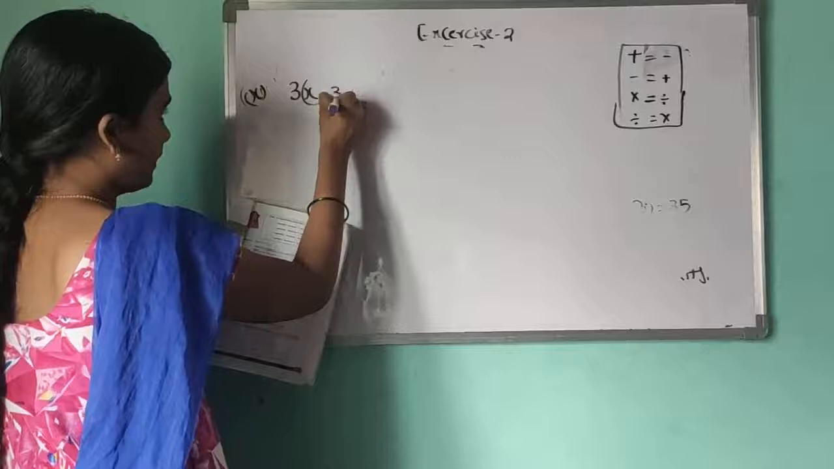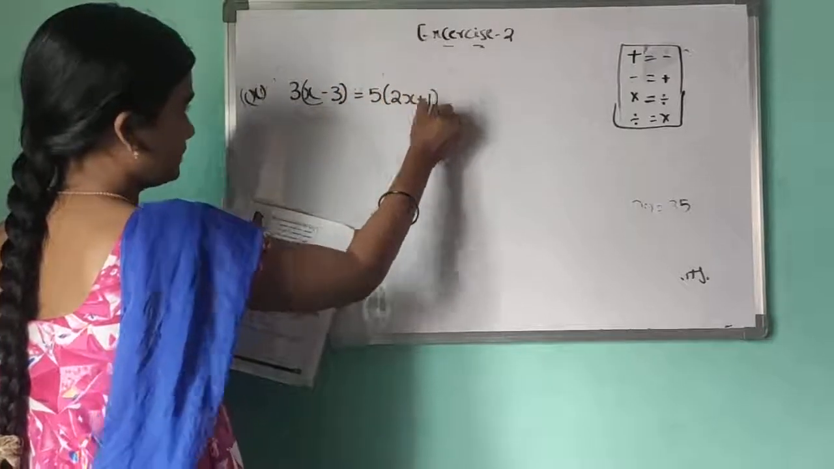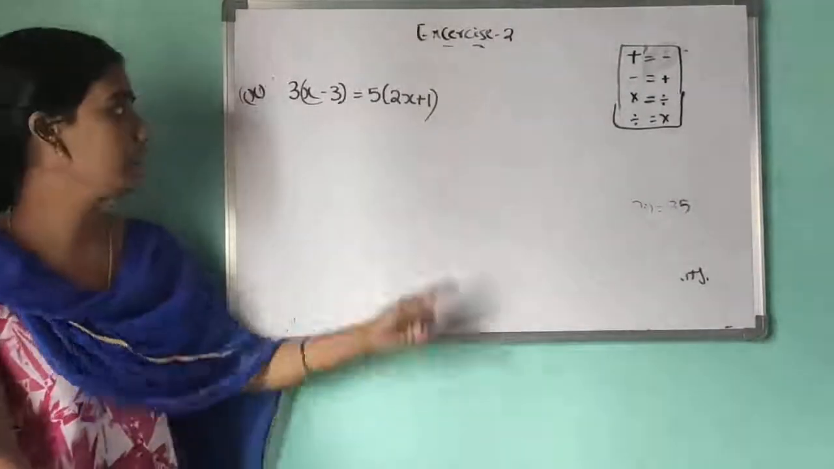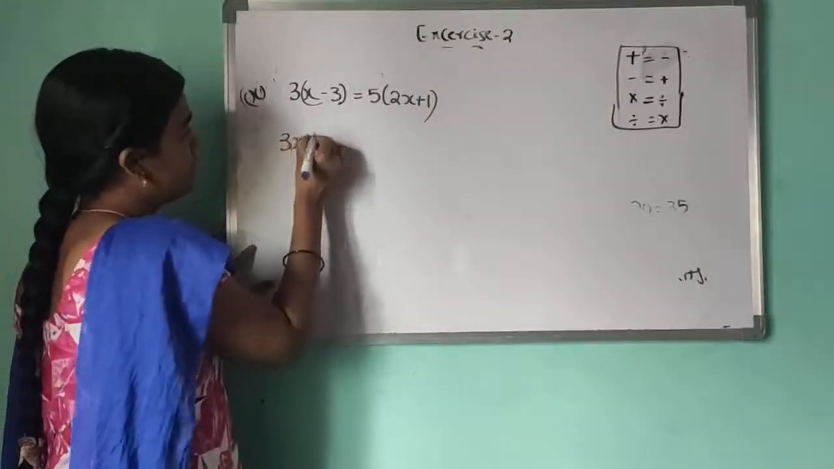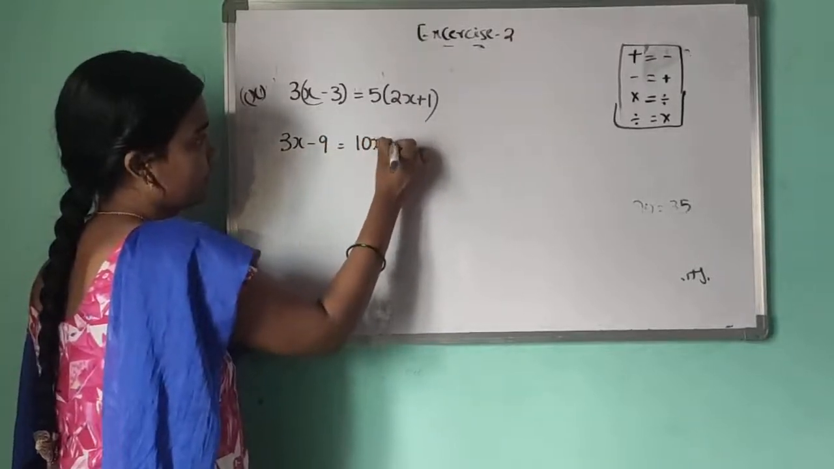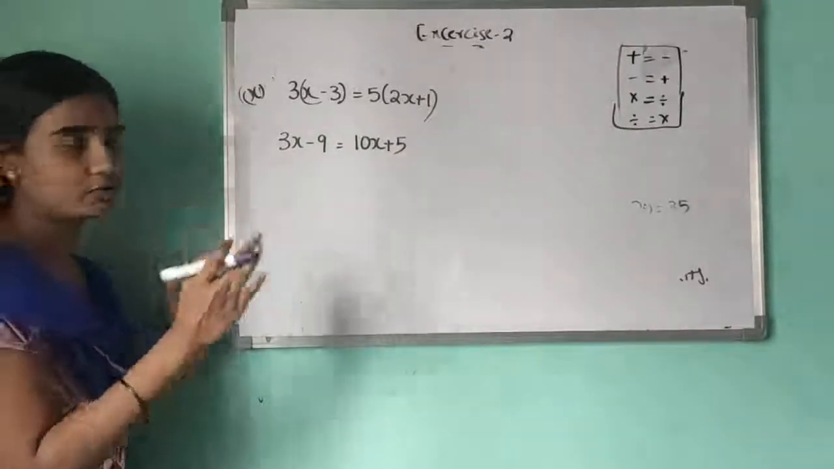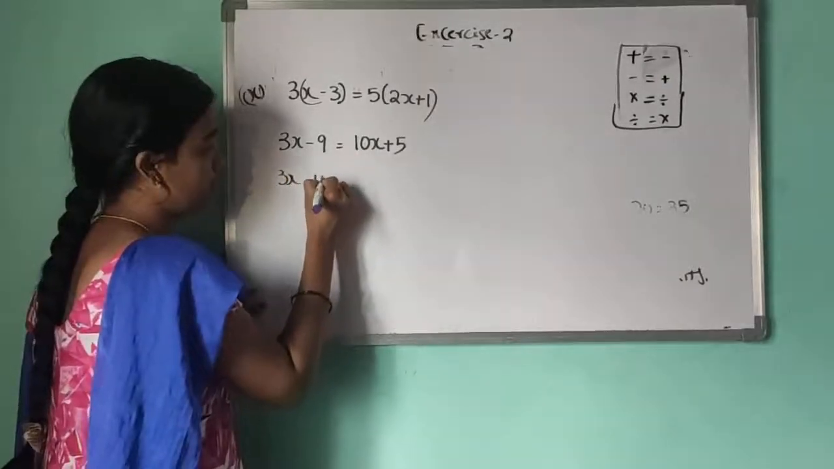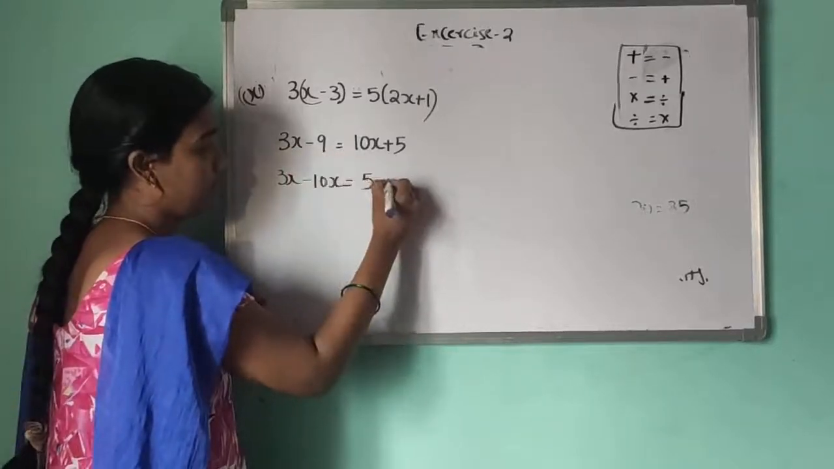3 of x minus 3 is equal to 5 of 2x plus 1. See, here 3 is multiplied into x and also 3. Here also 5 is multiplied into 2x plus 1. So 3x minus 3 3s are 9 equal to 5 2s are 10x plus 5, right? So here I want to write the x values on one side, remaining values on the other side. 3x, here plus 10x, it comes to minus 10x, right? Here 5 plus 9.